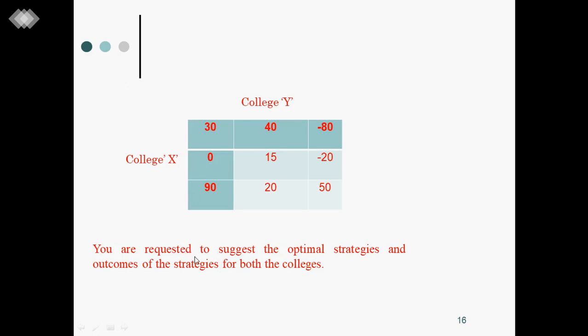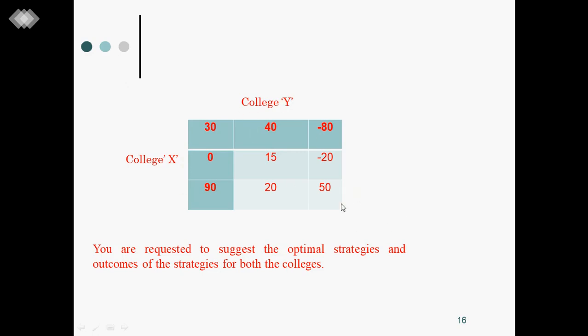You are requested to suggest the optimal strategies and outcomes of the strategies for both the colleges. So what you can do, first please check whether there is a saddle point or not, that is maxmin and minmax, you check it. If there is a saddle point, well and good. You can say the best strategy for college X, I mean, which media of advertisement they have to select, whether to go for newspaper or FM radio or television, same way for college Y. So you will get it.